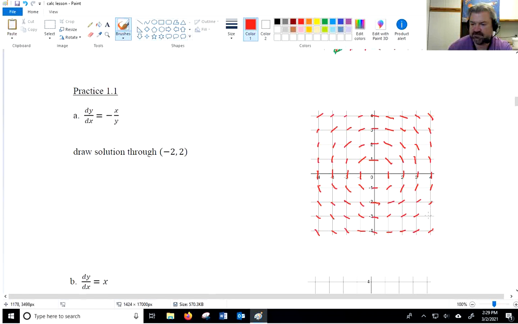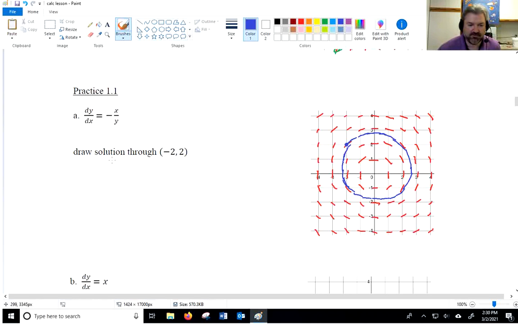Okay, let's go ahead and fill in. The point through -2, 2 would most likely look something like this. Some sort of curve like so. Now, if it's a function, it would only be part of this curve. But if it's just the equation, it would look something like that.